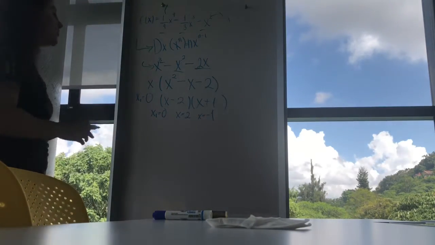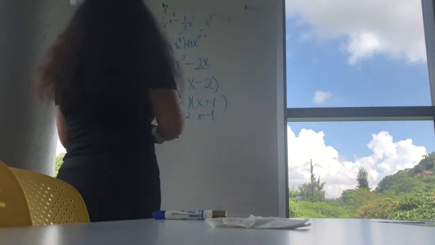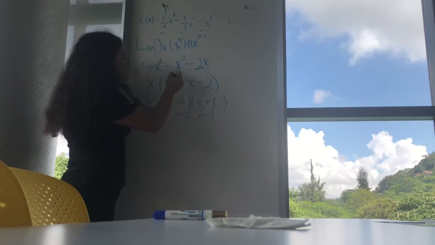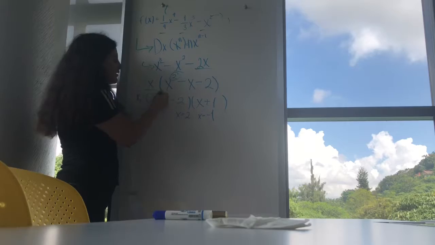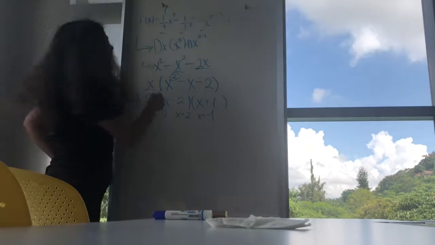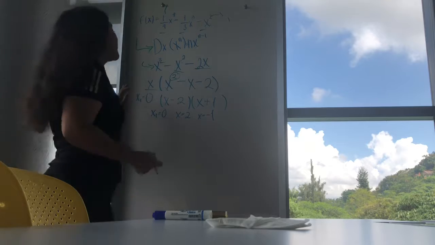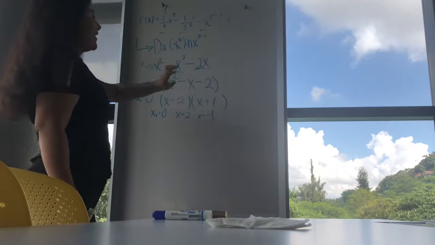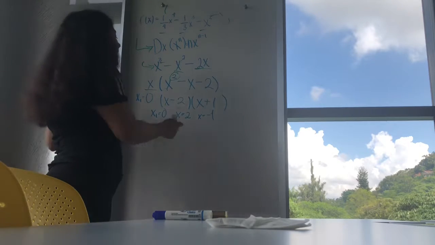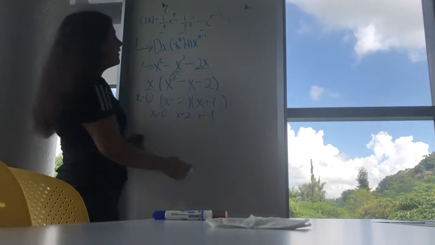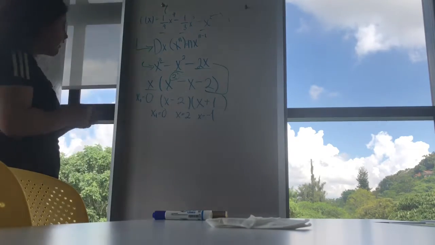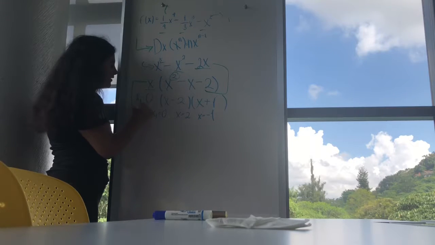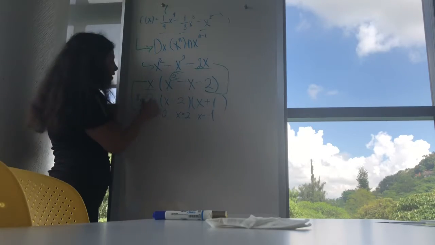Then we have to have the common factor, so we put here the x, that is going to multiply x to the second. So with this we can have x times x to the 3. Then minus x times x, we have minus x to the second. And minus 2 times x, we have minus 2x. Then with this, we know that we can have the first critical number, that is 0.